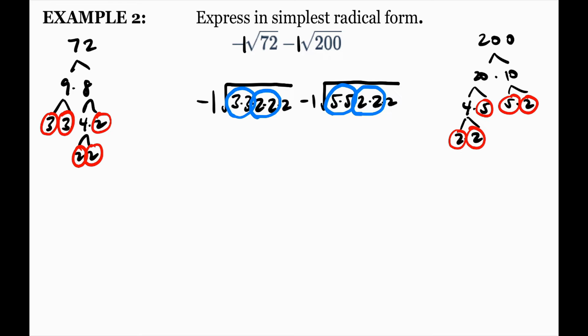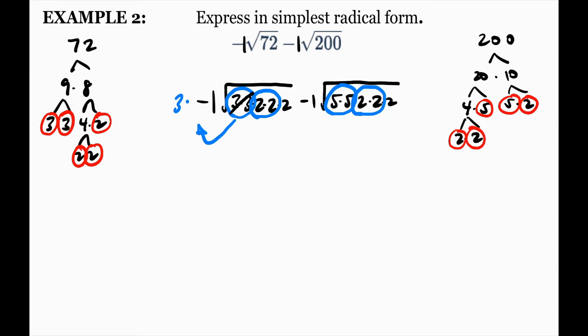So the first one, I got a pair of 3s. So if I got a pair of 3s, that's 9. 3 times 3 is 9. The square root of 9 is 3. So that means I can bring out a 3. And it's going to multiply with whatever's in front. Cross that out because I don't need it anymore.